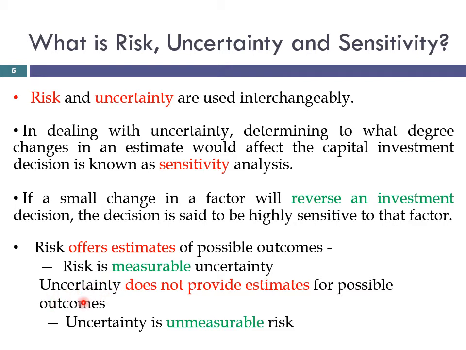Okay? But uncertainty does not provide estimates for possible outcomes. It is the unmeasurable risk. You don't know if it is 90% to have a chance of occurrence and so on. Okay, so the difference between risk and uncertainty is this: risk is measurable uncertainty, and uncertainty is unmeasurable risk, but they are similar because they indicate the problem of not knowing the future.